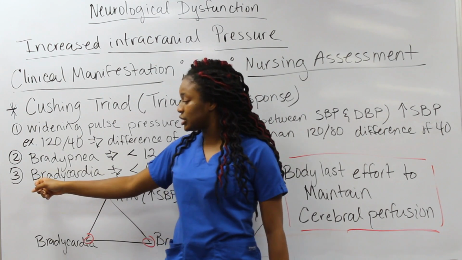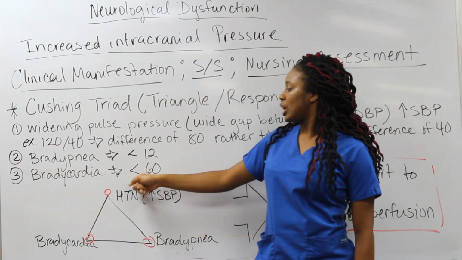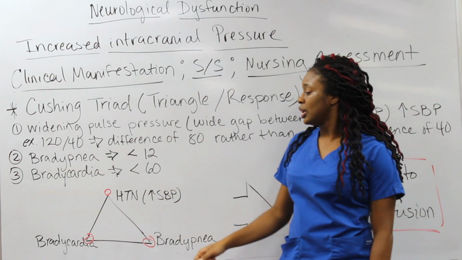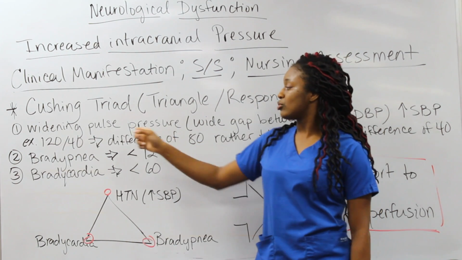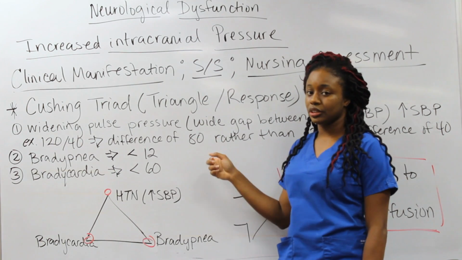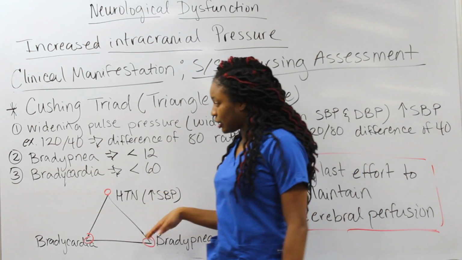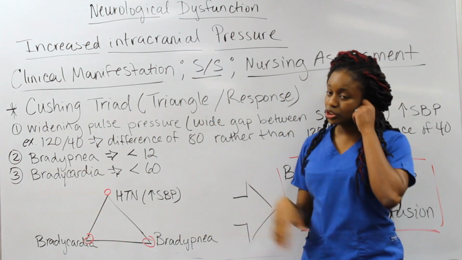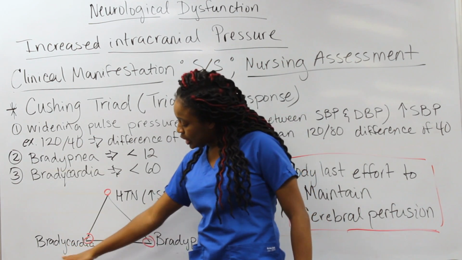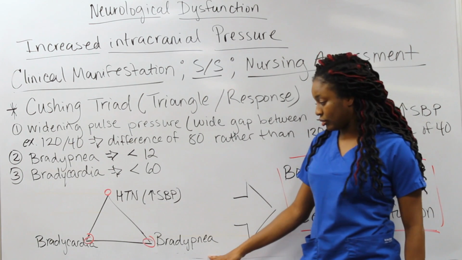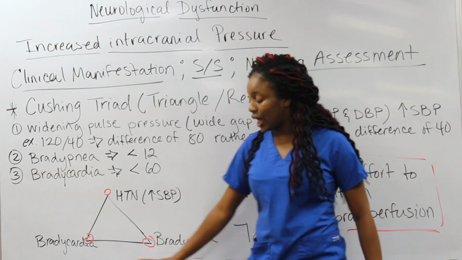And then last but not least, you have your bradycardia, which is anything less than 60, okay? Because your normal heart rate is 60 to 100, and your normal respiration is 12 to 20. So anything less than these numbers is considered brady. So as you can see here, where you have the Cushing's triad or Cushing's triangle, whichever one you choose to use, I have bradycardia here, and I have bradypnea here. So as you can see, I have the two bases at the bottom, right?